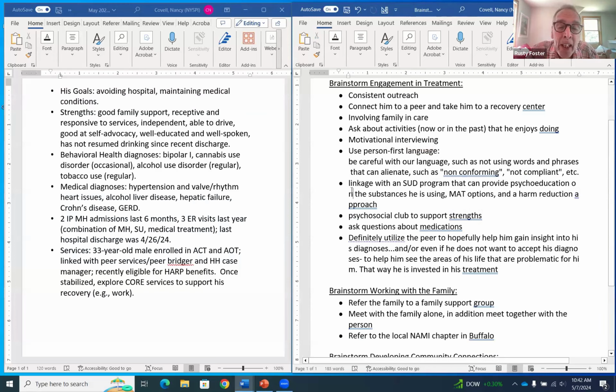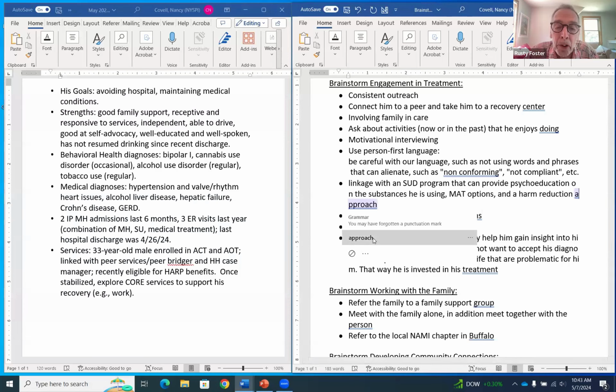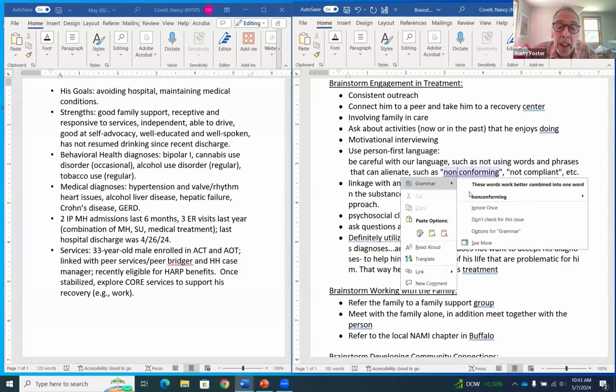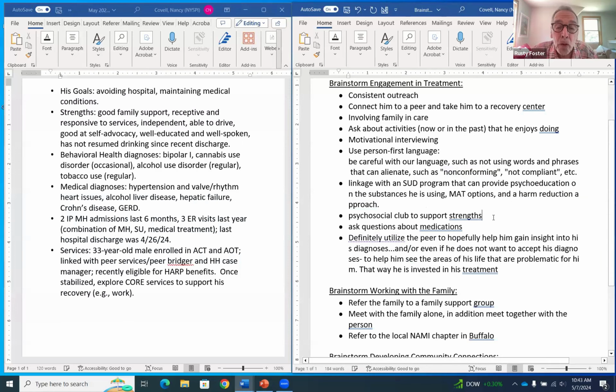Jennifer Servey said, linkage with an SUD program that can provide psychoeducation on the substances he is using, MAT options, and a harm reduction approach. So, trying to get him involved with a substance use disorder program and using a harm reduction approach. Family engagement and psychosocial club to help support strengths.